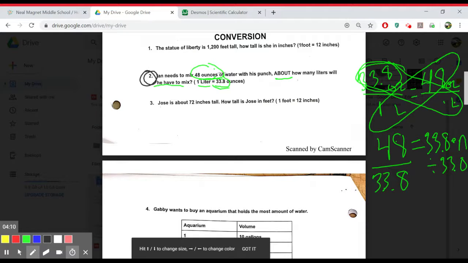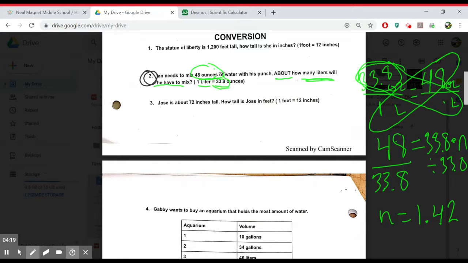And that tells me that my number is equal to 1.42. It says how many liters, so that's liters. So the answer to question number 2 is: 48 ounces is about 1.42 liters.